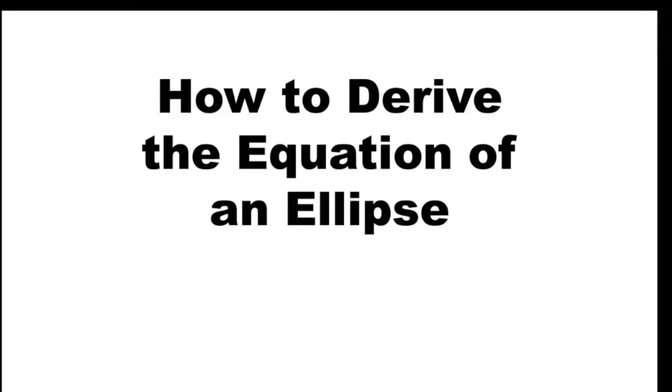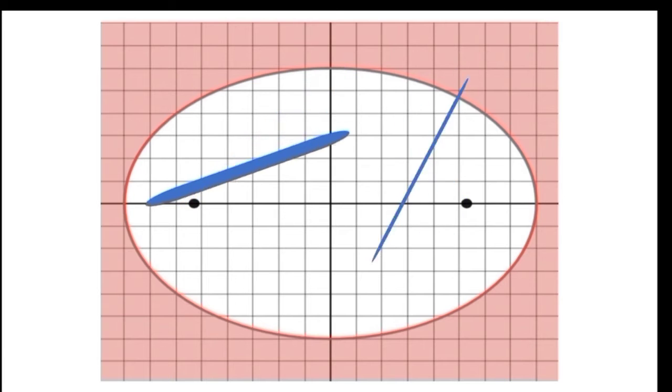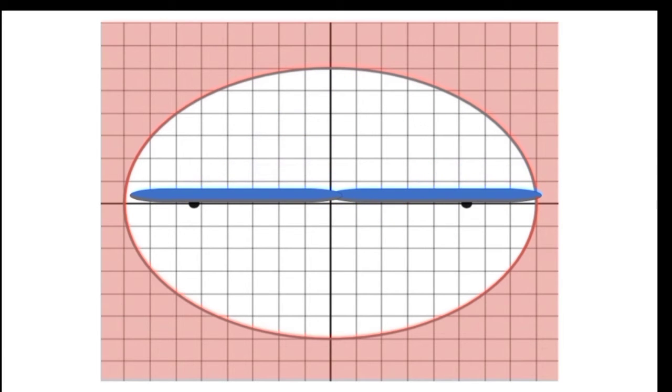How to derive the equation of an ellipse. Maybe you know the equation of an ellipse, but do you know how this equation is derived? Here is an ellipse with the x-axis as major axis, and if you draw lines from the foci to the upper co-vertex, these two lines are equal to the distance to the vertices on the major axis.